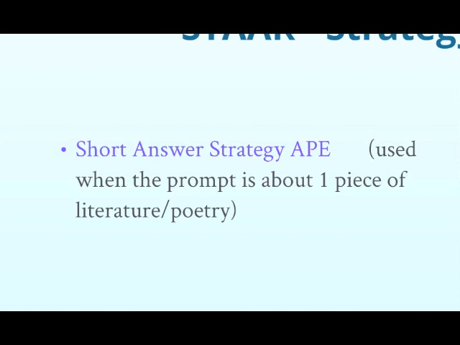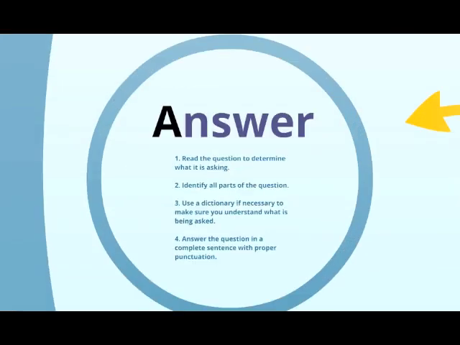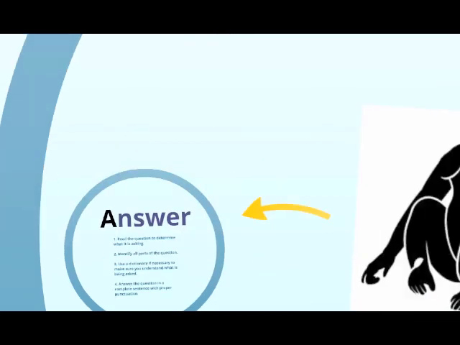The short answer strategy, APE, is used when the prompt is about one piece of literature or poetry. In APE, we answer, prove, and explain. When you answer, you read the question to determine what is being asked, identify all parts of the question, use a dictionary if necessary to make sure you understand what is being asked, and answer the question in a complete sentence with proper punctuation.